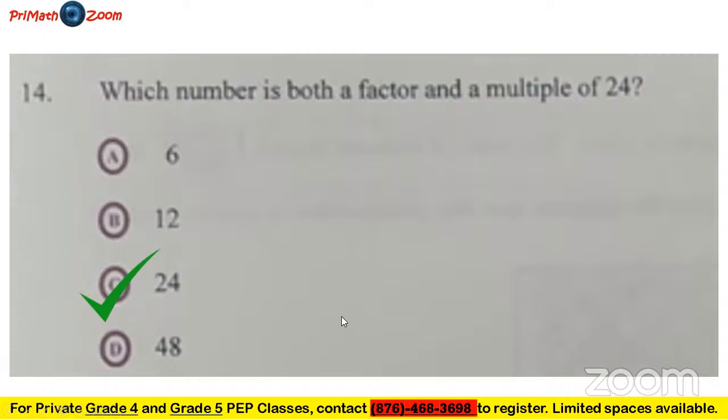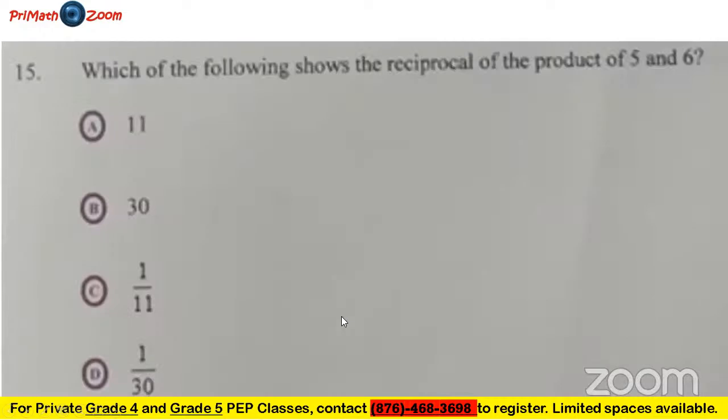All right, so let's go to number 15. Which of the following shows the reciprocal of the product of 5 and 6? The product of 5 and 6 is 5 times 6, which is 30. The reciprocal is basically when we flip that number. So 30 written as a fraction would be 30 over 1, and so the reciprocal has to be 1 over 30. So the correct answer is D.